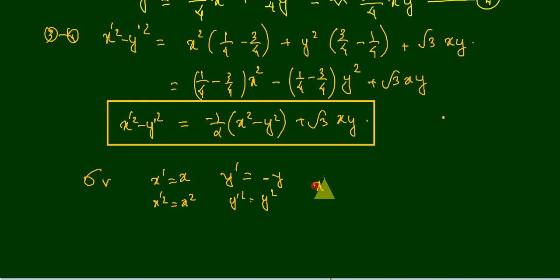Therefore, x dash square minus y dash square is equal to x square minus y square. So x dash square minus y dash square is equal to x square minus y square, which means during the sigma v operation, x square minus y square transforms as x square minus y square itself.